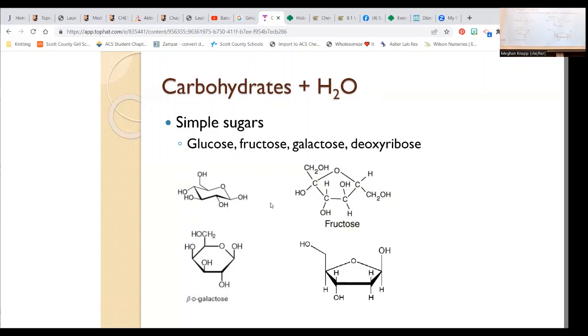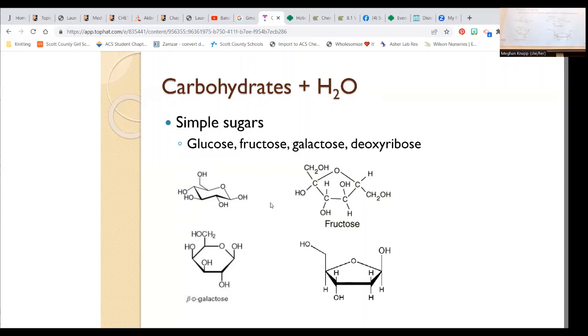What else do you notice about these simple sugars? What are some commonalities? Yeah, the names all end in "ose," and that can be a way to help you recognize when something is a sugar or a carbohydrate. Not every sugar will end in "ose," but if you see "ose" in a chemistry word, it's probably either a sugar or a carbohydrate.